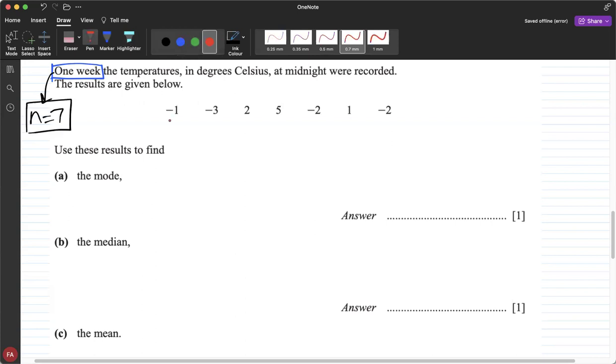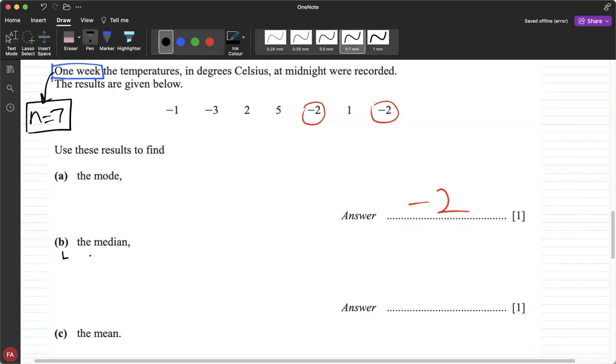Let's count this as well. Let's make sure that this count is correct. 1, 2, 3, 4, 5, 6, 7. So it does make sense. In a similar way, it says, use these results to find the mode. Again, the word mode means most repeated. In this case, you can see that -2 is being repeated twice. That means I can write it down as my final answer.